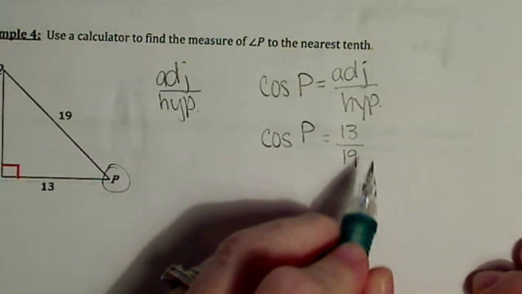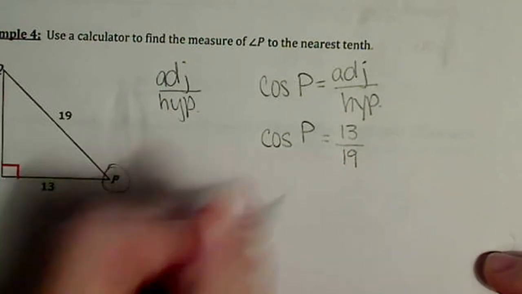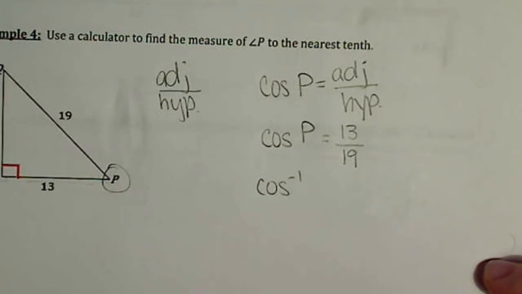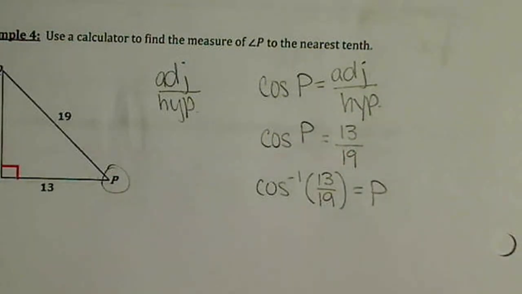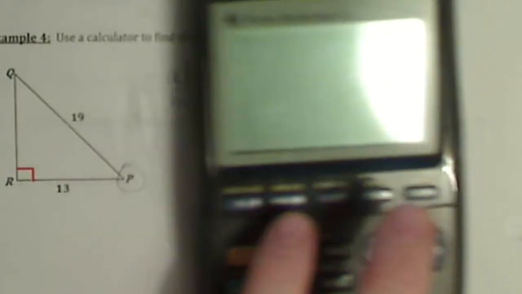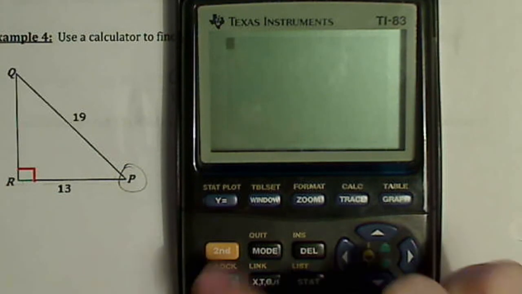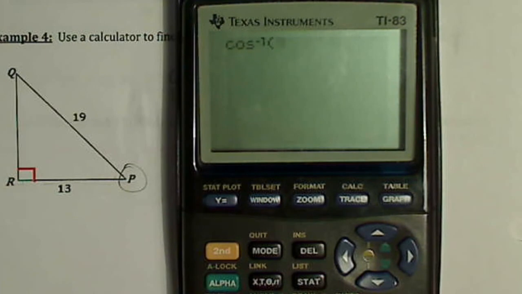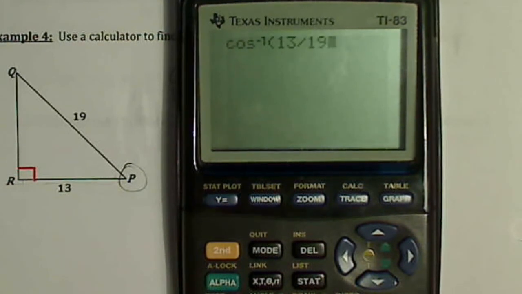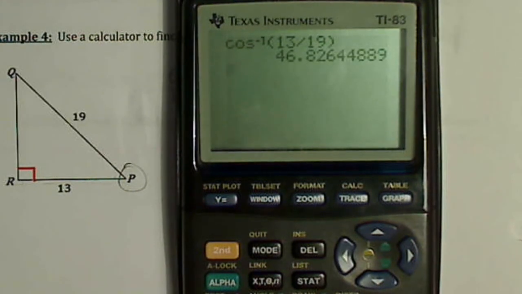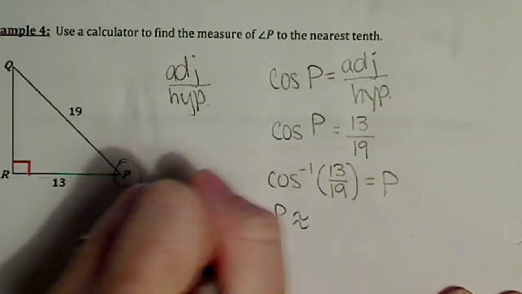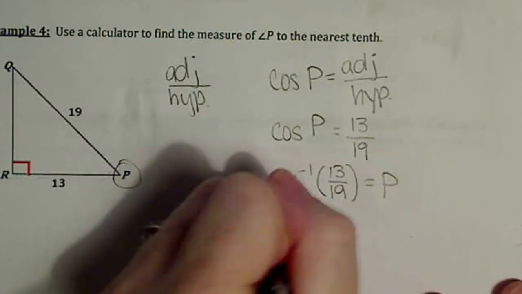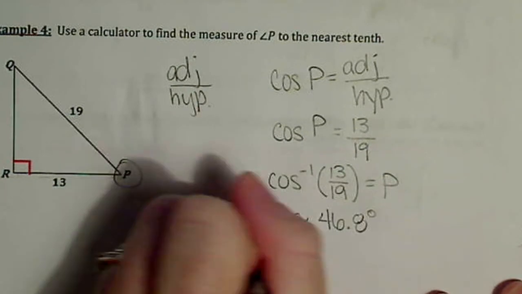We are going to rearrange this so that we can find the angle. So we're going to write it as cosine to the -1 of our ratio 13/19, and that is going to equal P. How do you put this in your calculator? Remember those functions I told you about? You have to do second cosine, and then we're just going to put in the ratio 13/19 and hit enter. That is how big angle P is. It is about 46.8 degrees. So P is about 46.8 degrees.